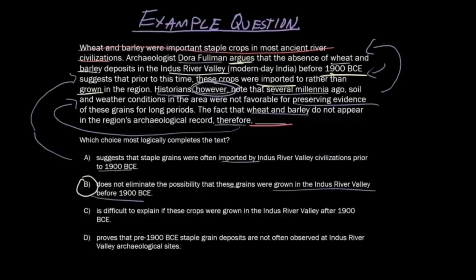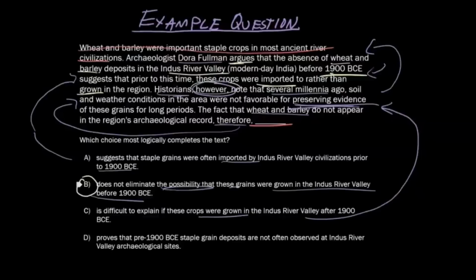Remember, you should always eliminate all answers before moving on to your next question, right? But this makes sense because it's eliminating the possibility, right? Because if evidence was not preserved, then they would not know if there was wheat or barley. Now, it is difficult to explain if these crops were grown. Historians believe that it's true that that soil was not favorable for preserving evidence. So it's not necessarily difficult to explain, we just don't know. So there's a possibility.